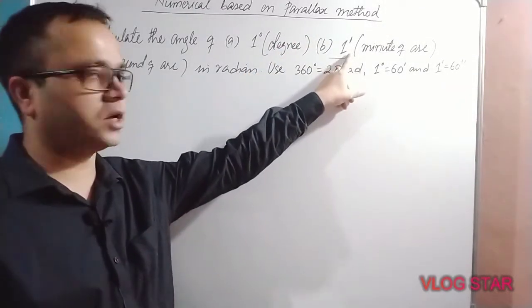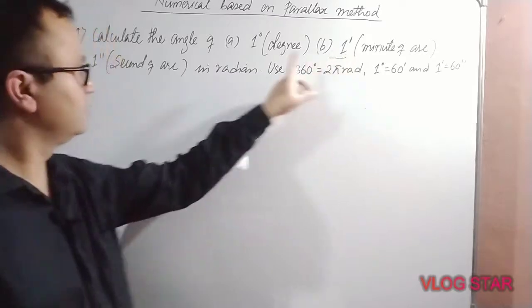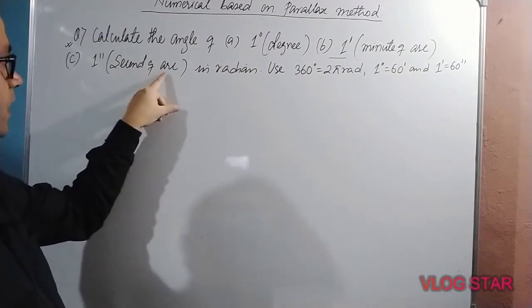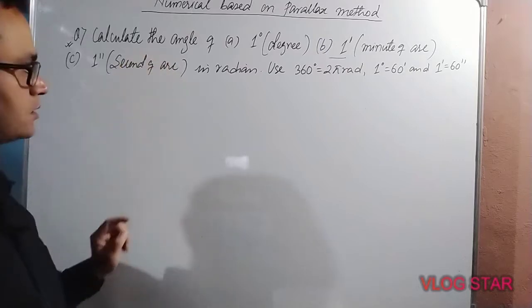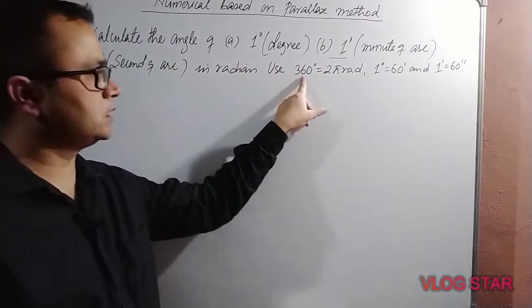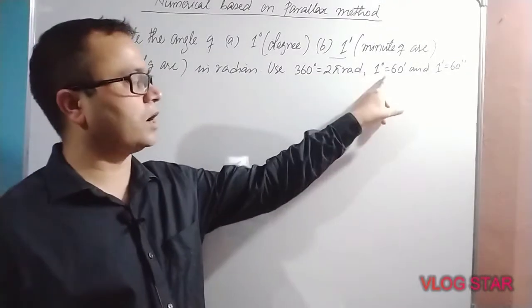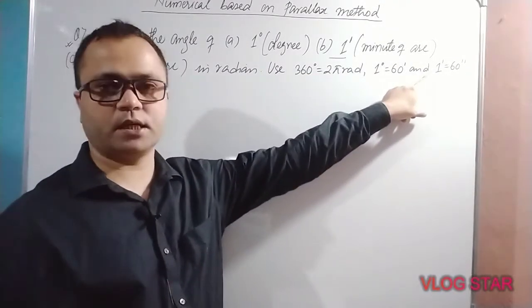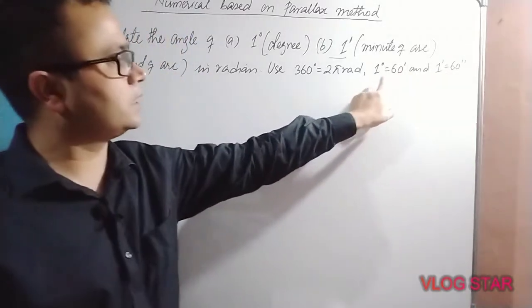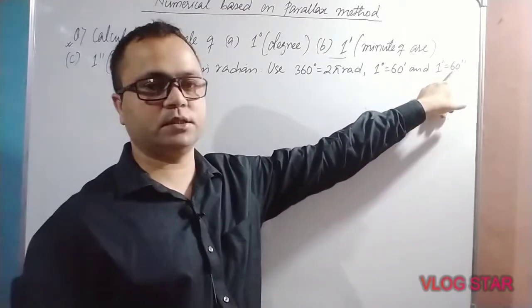1 minute of arc, also known as arc minute, 1 second of arc, also known as arc second, in radian. Use 360 degree equals 2 pi radian, and 1 degree is 60 minute, and 1 minute is 60 second.